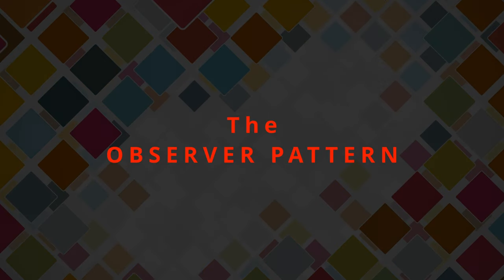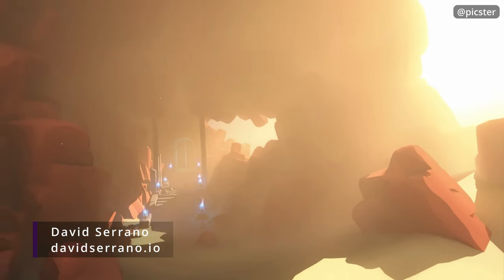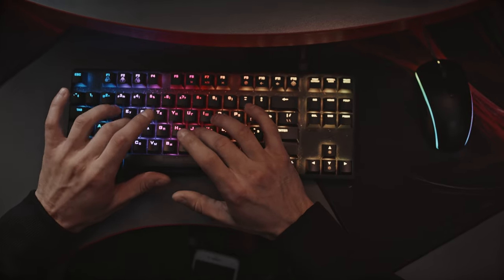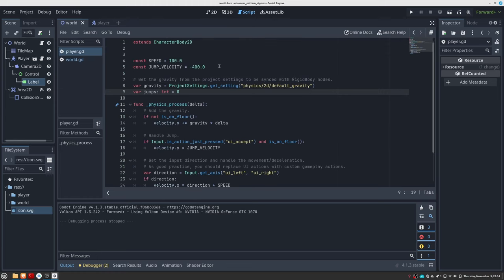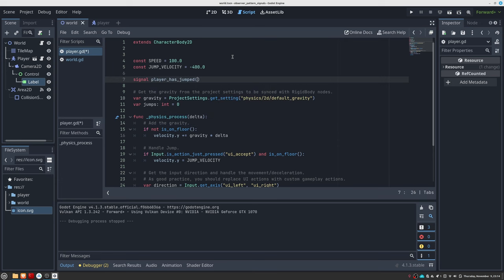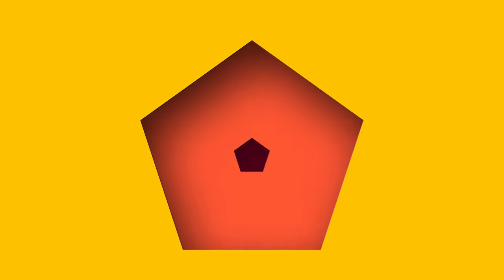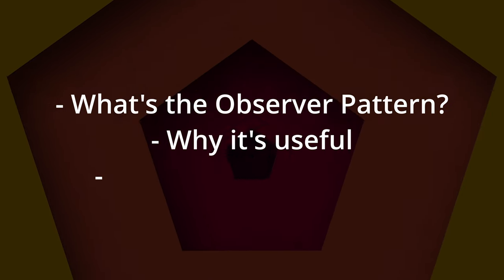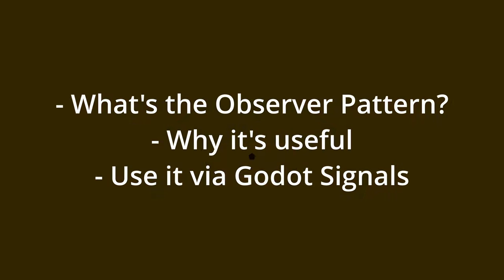The observer pattern is one of the most prevalent patterns in current software development. It's a key player in making cleaner code that aligns with the SOLID principles, promotes single responsibility, and makes your code more decoupled, thus enhancing its maintainability. In this video, I will explain to you what the observer pattern is, why it's useful, and how you can use it in Godot via Signals.